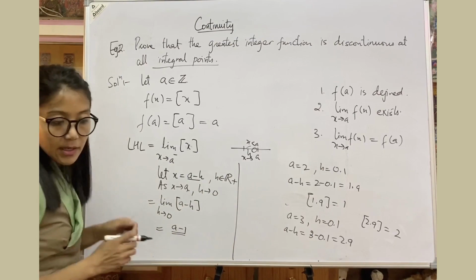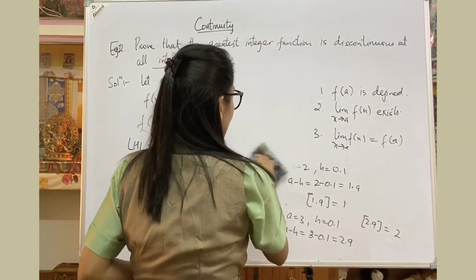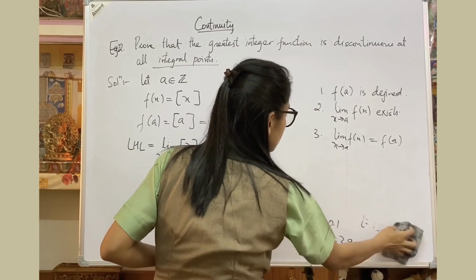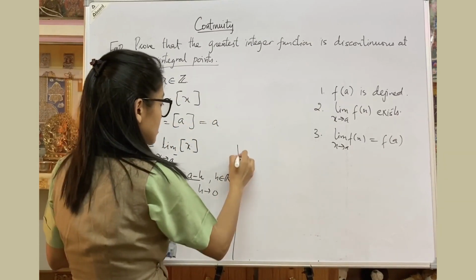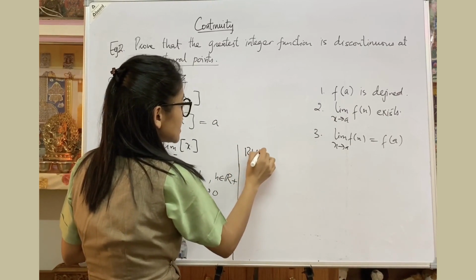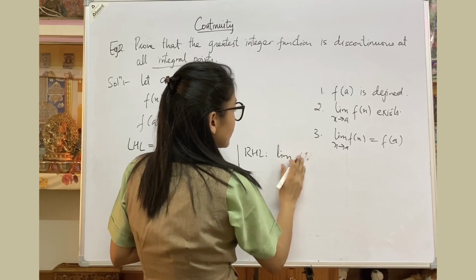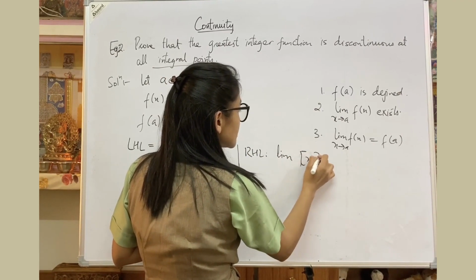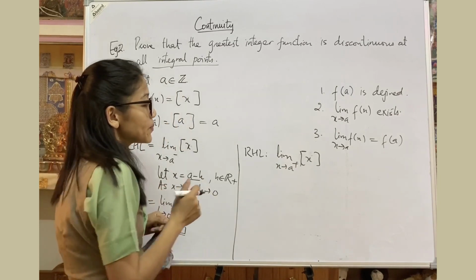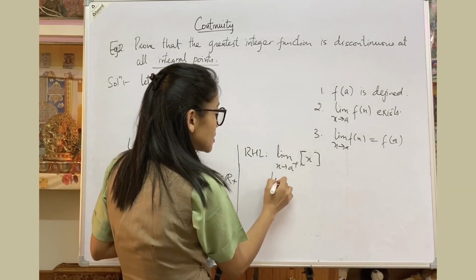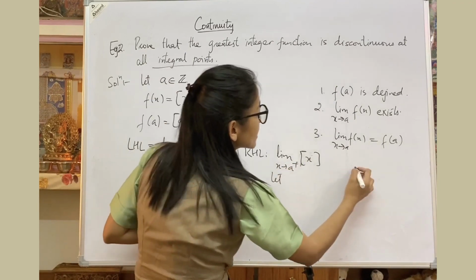Then for the right hand limit of f(x), I can directly write that it is the greatest integer function of x, where x tends to a from the right hand side. Now I'll make the substitution here. In this case, x is greater than a.